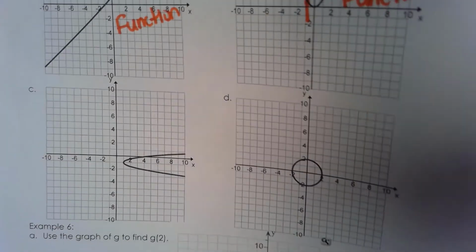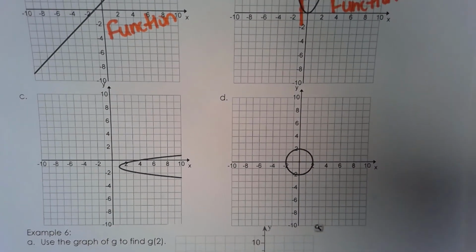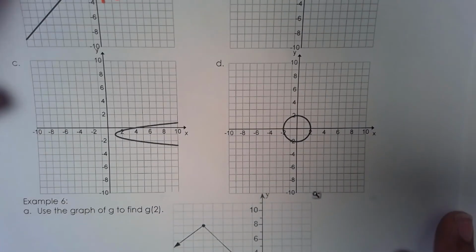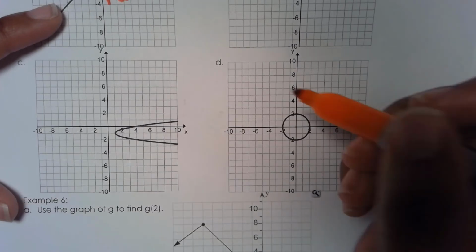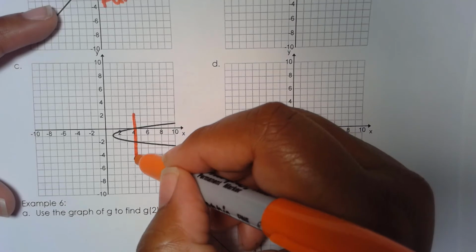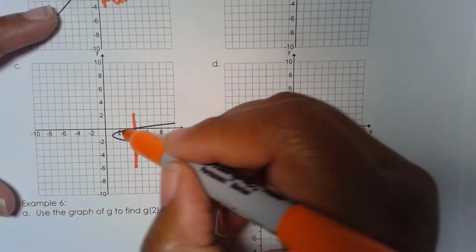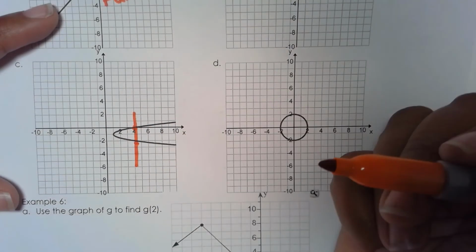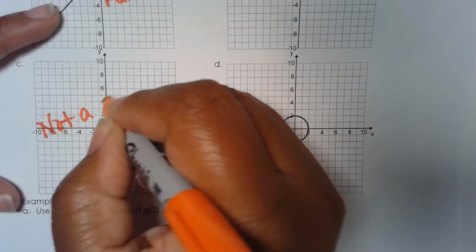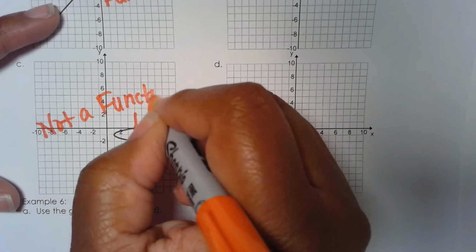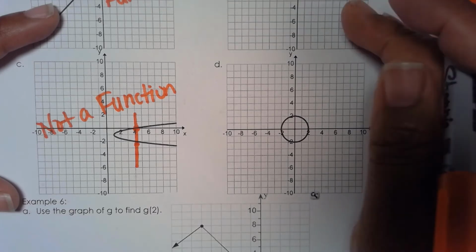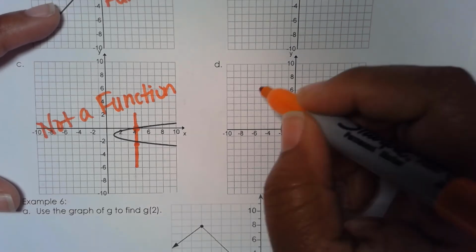C. We have a parabola. This time it is going to the side. Okay, that means the y is being squared. But when I draw a vertical line, I want you to see how many times this vertical line touches the graph. Here is 1, here is 2. We would say that this is not a function. How about D? Is this a function or not? It's not a function.